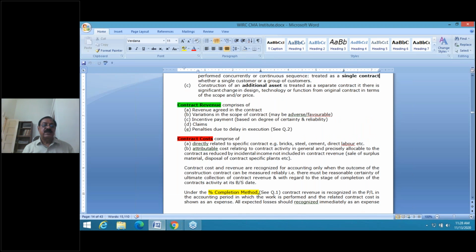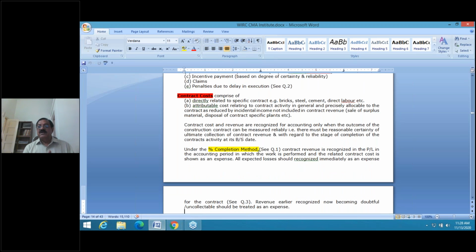Now I am coming to what is contract cost, friend. It is similar to the contract costing of cost accounting. Costs directly related to the specific contract, like bricks, steel, cement, or direct labor costs, etc. Then attributable cost relating to the contract activity in general and precisely allocable to the contract, as reduced by incidental income not included in contract revenue, like sale of surplus material, disposal of contract specific plans. Obviously, friend, these all items you show on the credit side of your contract cost. So these are to be deducted from the cost. So these are the two basic costs: direct and attributable.